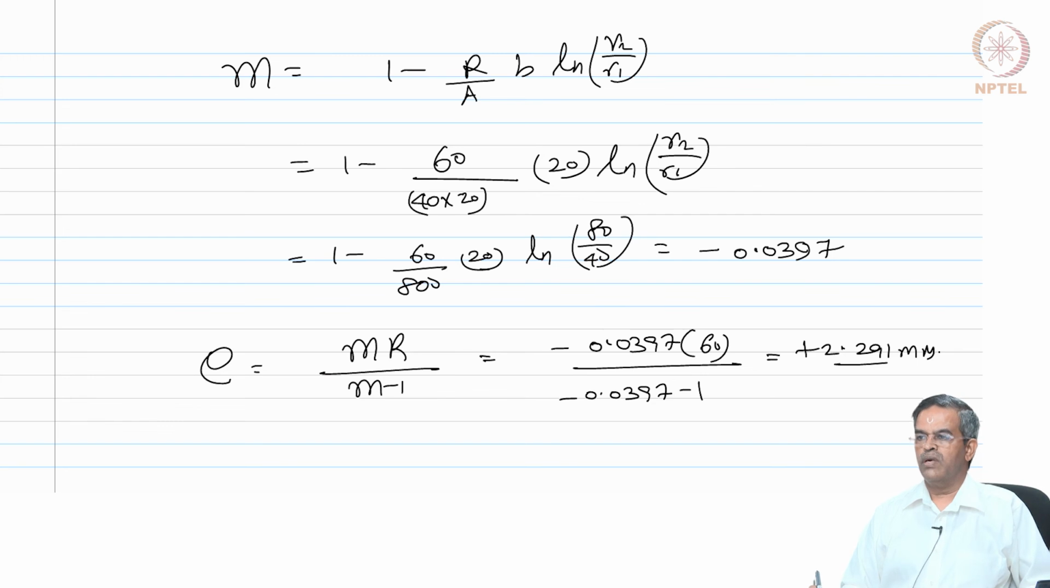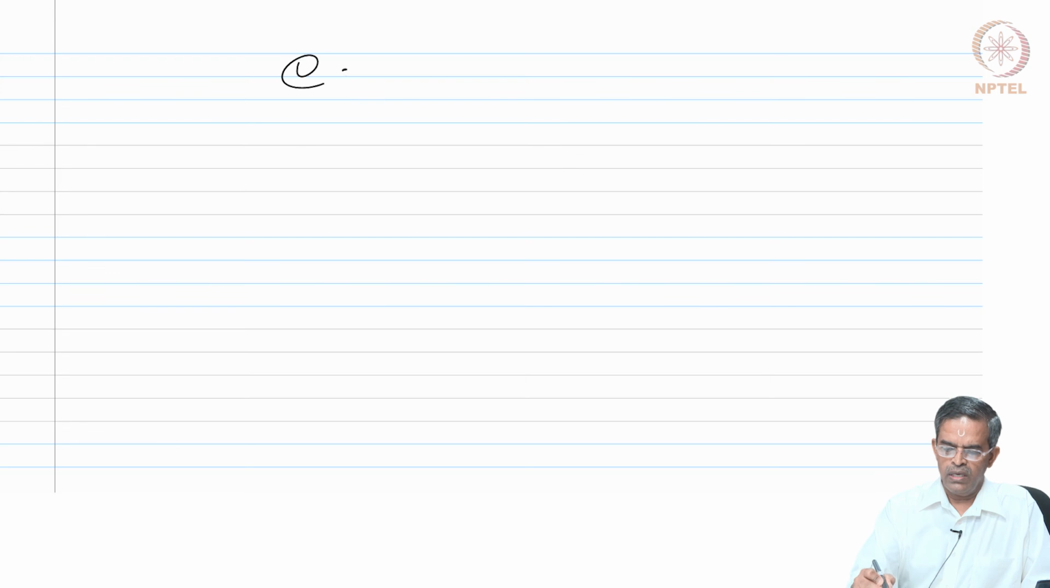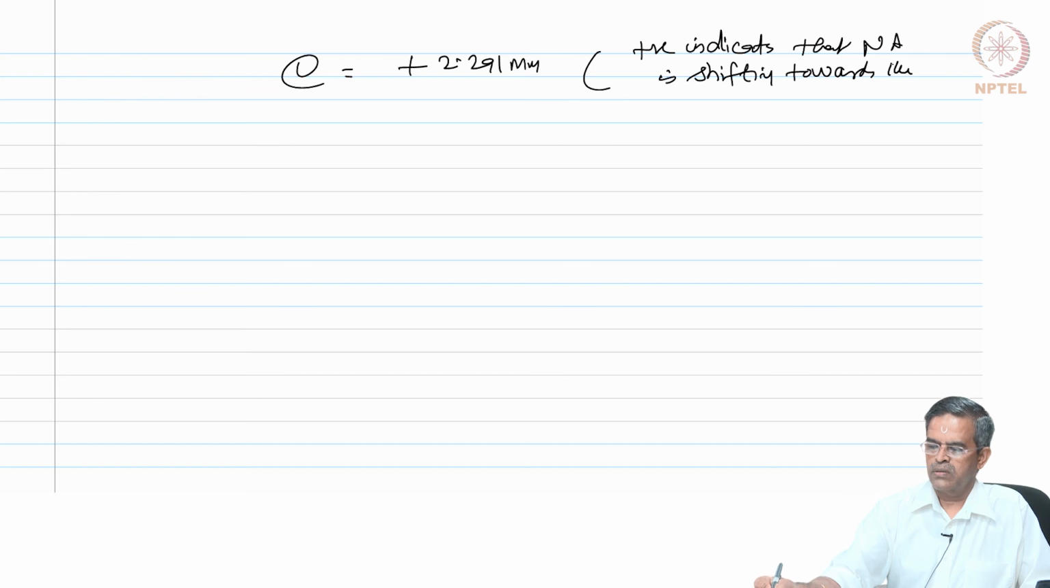though it is small, but look at the cross section, it's only 40 by 20. So, for a further cross section it is significant. So, e is plus 2.291 mm. It means positive indicates that the neutral axis is shifting towards the center of curvature.